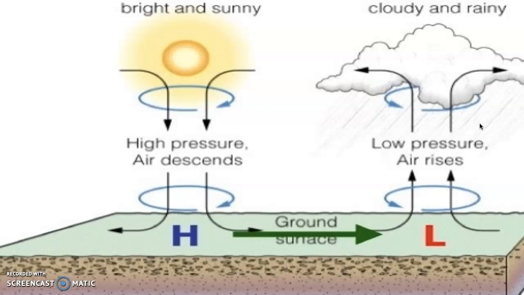Why does air rise and descend? Warm air rises, creating a low pressure zone. Cool air sinks and creates a high pressure zone. The air that moves horizontally between the high and low pressure zones near the ground surface is where wind is created. The greater the difference in pressure, the stronger the wind will be.